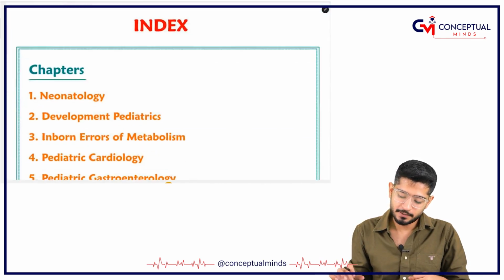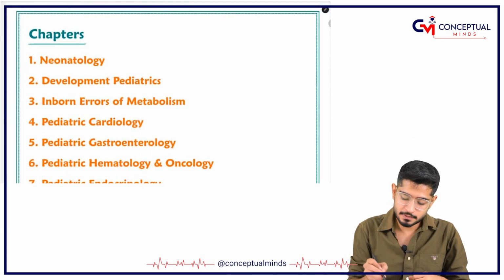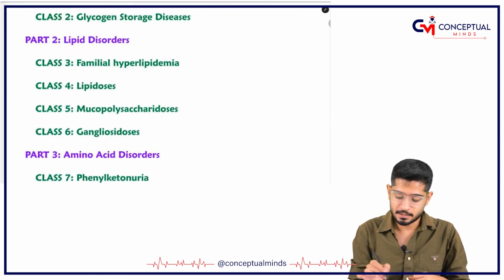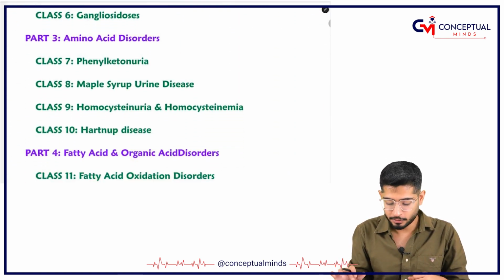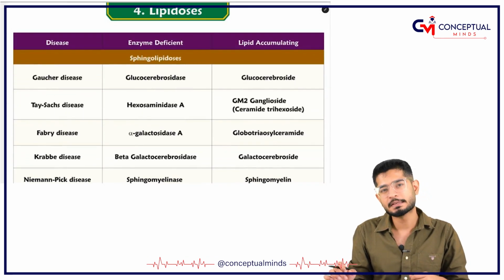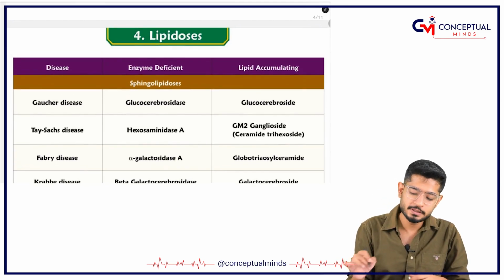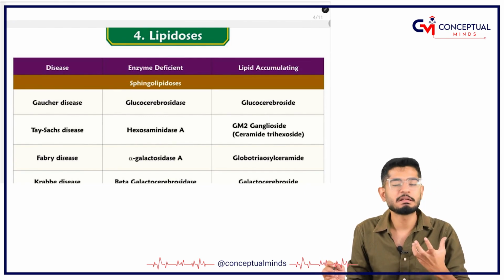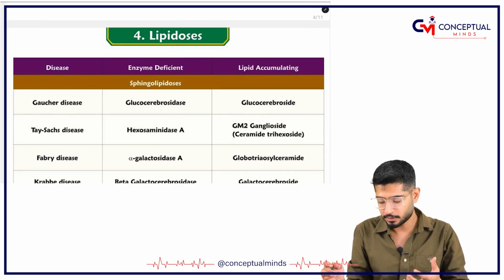So in the broader domain we are discussing inborn errors of metabolism, and within that we are discussing the Lipidoses. This is our fourth class. So what is Lipidoses, my dear friends? Lipidoses is a condition where a lot of lipids are getting accumulated. This is called lipidosis.